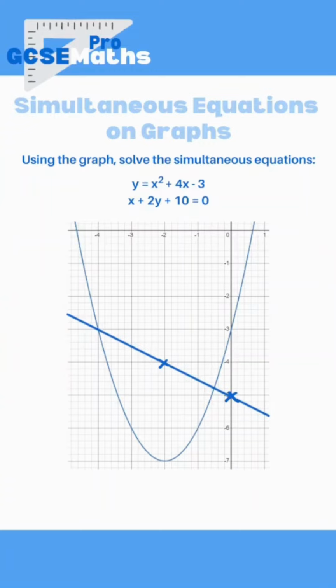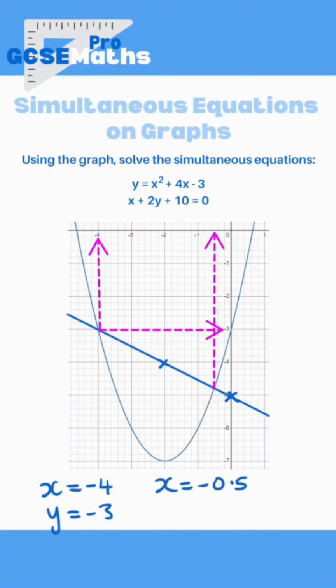Finding the solutions, so some values of x and values for y, is basically where the two lines cross, so where they intersect. So let's do the first one on the left. We've got x is minus 4 and y is minus 3. Then we've got, by the looks of it, x is minus 0.5 roughly, and I would go with y being roughly about minus 4.8. You only need to do it to one decimal place. So those are our solutions. We've got 2 for x and 2 for y because we had this original quadratic equation.